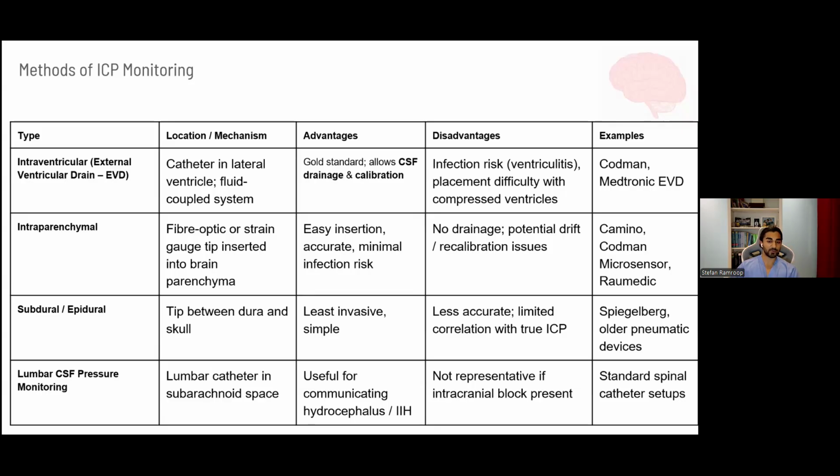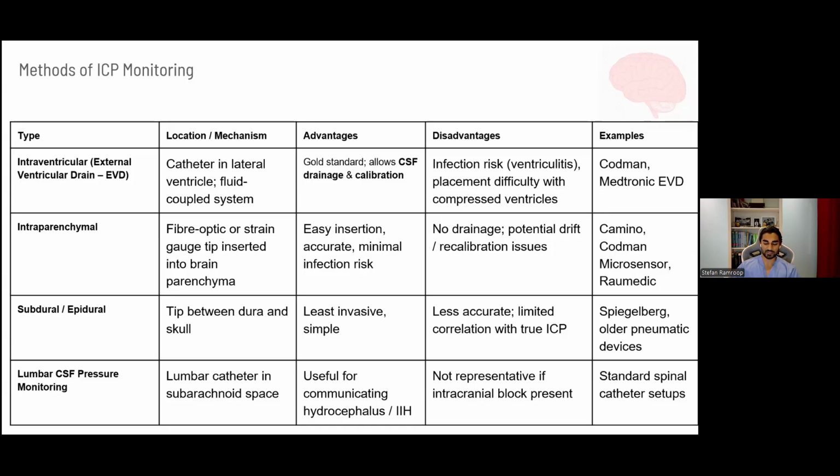You have your subdural and epidural sensors, which were popular years ago, but now they're mainly used for postoperative trend monitoring. They're minimally invasive, but not very precise, so they often under-read true ICP by a few millimeters, which is quite important in ICP monitoring. Then you have lumbar pressure monitoring, which is reserved for communicating hydrocephalus or idiopathic intracranial hypertension. It is contraindicated, however, if there's any intracranial mass or obstructed CSF pathway, because lowering your spinal pressure can precipitate a cerebral tonsil herniation.